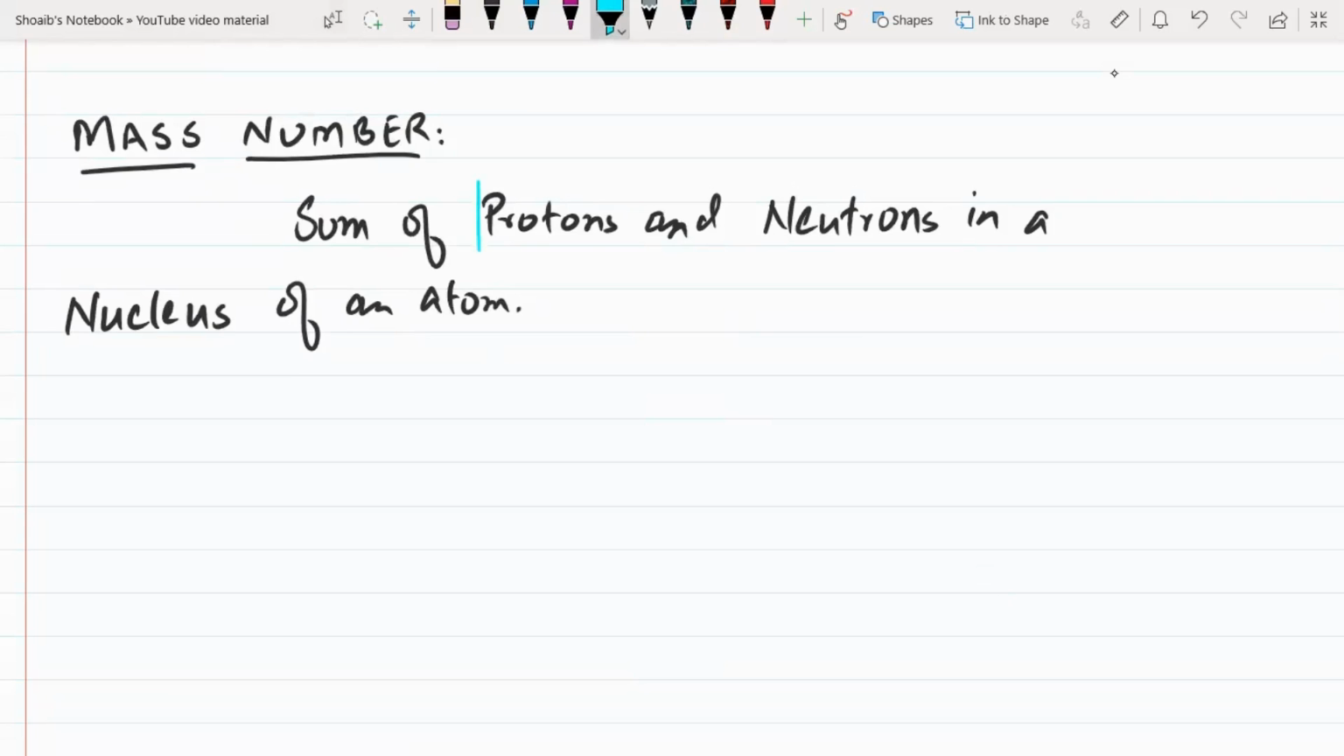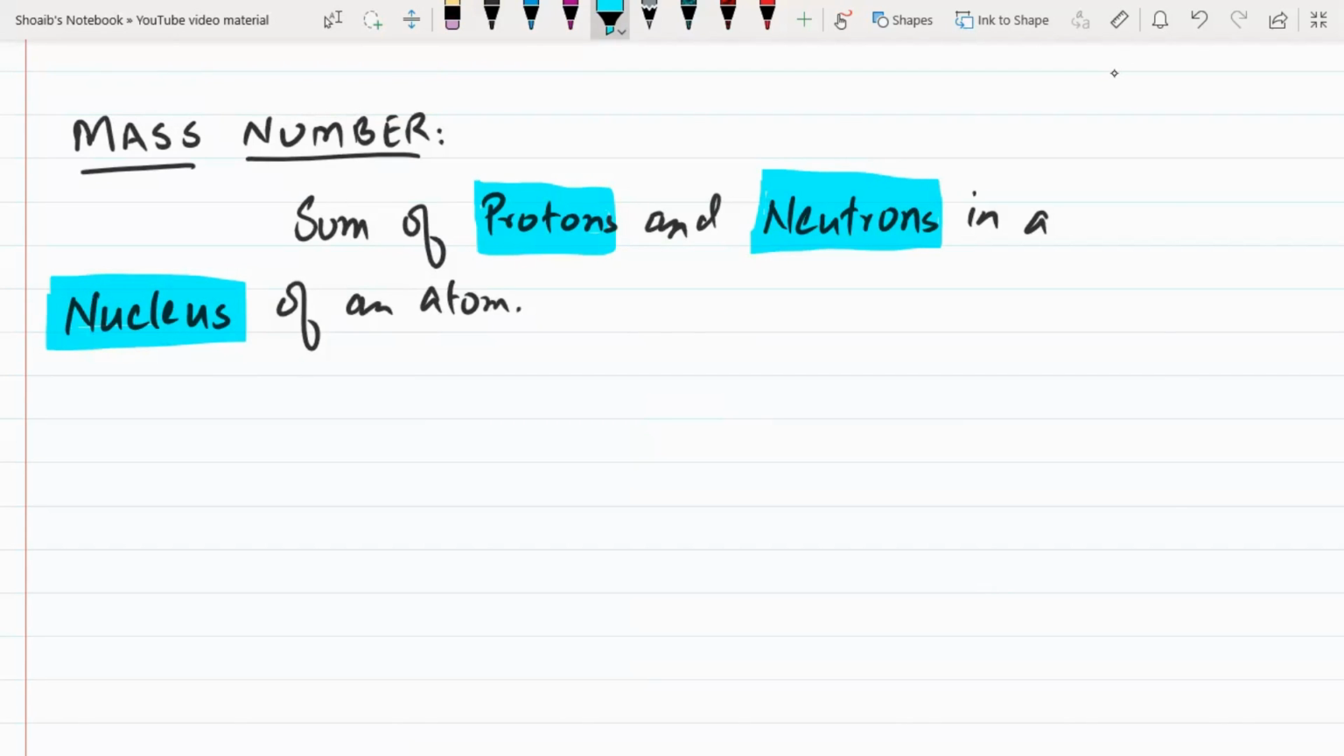The mass number is the sum of protons and the sum of neutrons in the nucleus of an atom. As I mentioned in my previous video, the nucleus contains two subatomic particles: the protons and the neutrons. These two subatomic particles are present in the nucleus of an atom.